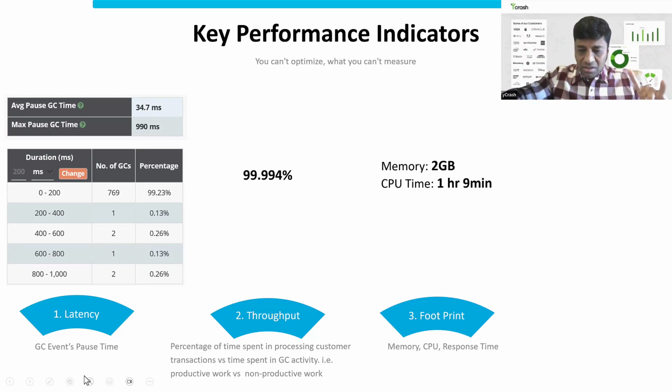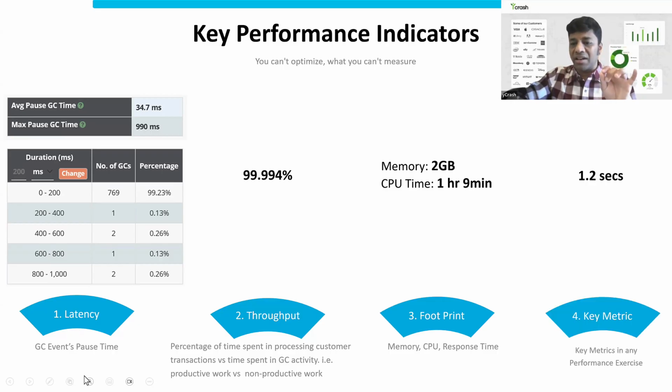But friends, there is one master KPI for any tuning, not just GC. For any tuning, there is one master KPI. It is the response time. That is, what is your customer facing response time? This is the most important thing. I can do whatever internally, but what is the final time the response is landing on the customer's machine? That is the most important one. Okay, so now we understood these are the KPIs.